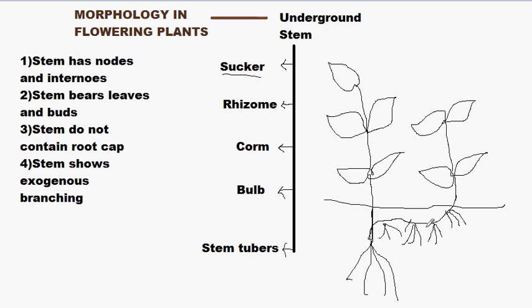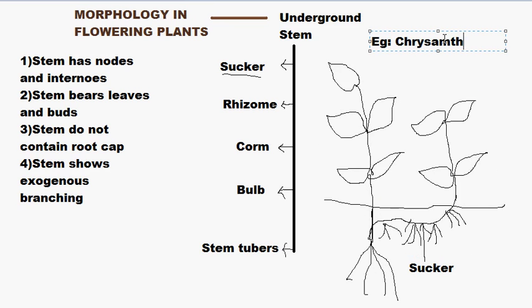So what can be the examples of suckers? Let me write which structure I am referring to as the sucker. This structure which has developed from this underground portion of the stem is called the sucker. Pretty easy, I hope you are understanding. This is the sucker. So what are some examples of the sucker? Examples can be chrysanthemum.